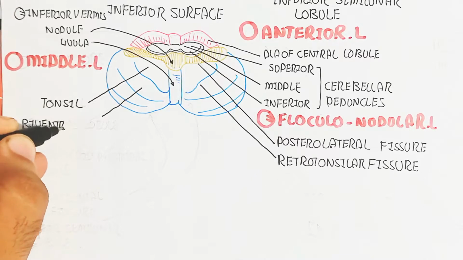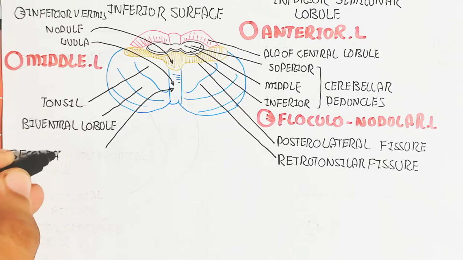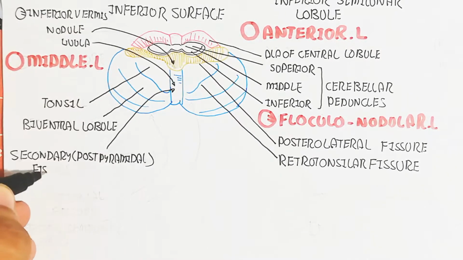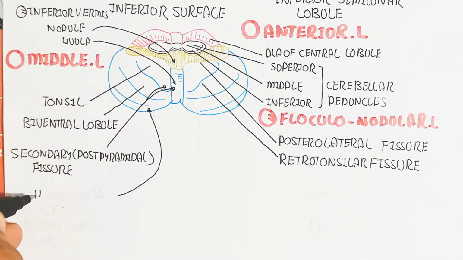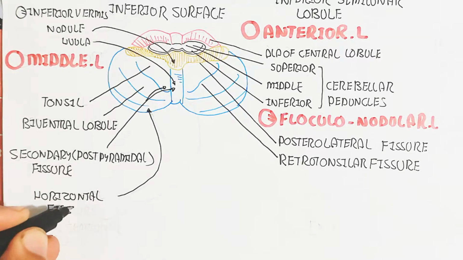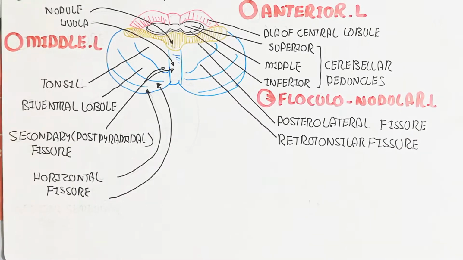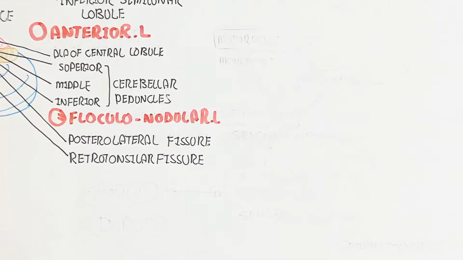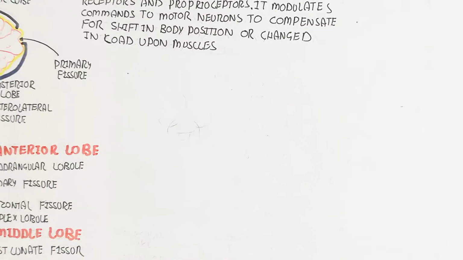retronuclear fissure. Here the middle lobe contains the tonsil, the biventral lobule, the secondary post-pyramidal fissure, the horizontal fissure, and the inferior semilunar lobule. So in this way, this is just a little bit of introduction to the anatomy of the cerebellum.